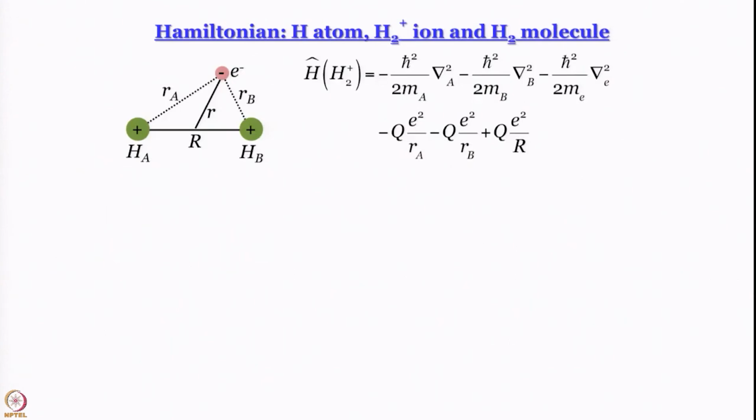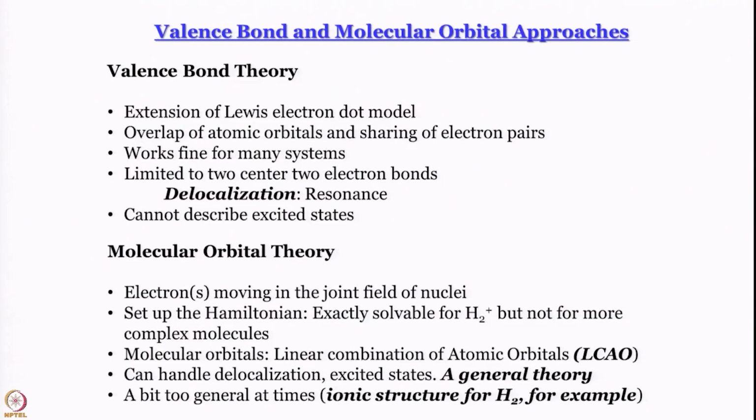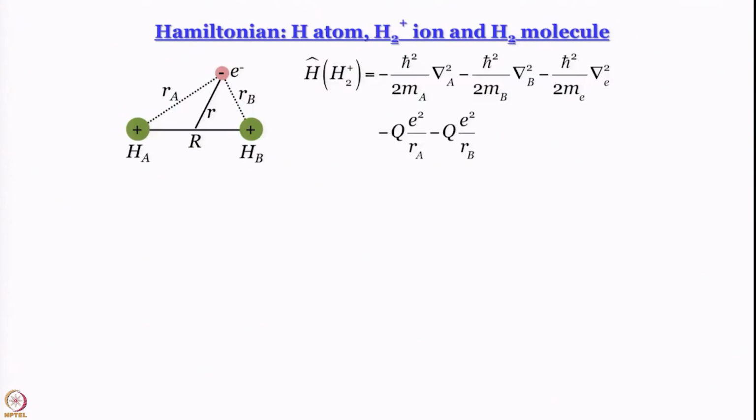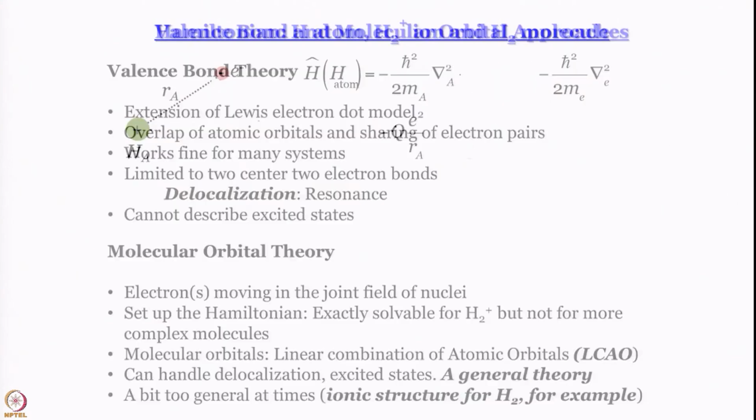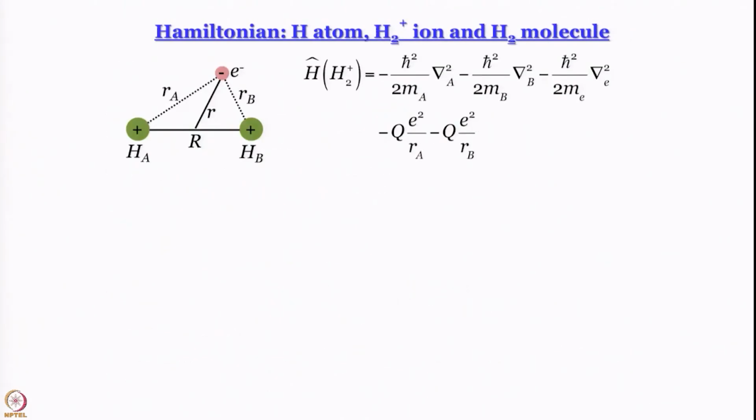Now let us write the Hamiltonian, and to write the Hamiltonian we will start with a hydrogen atom. Even though valence bond theory has no scope for discussing the H2 plus ion, we will write the Hamiltonian for the H2 plus ion just because it has fewer terms, and then we will go on to the H2 molecule. So this is something that is very familiar to us, right.